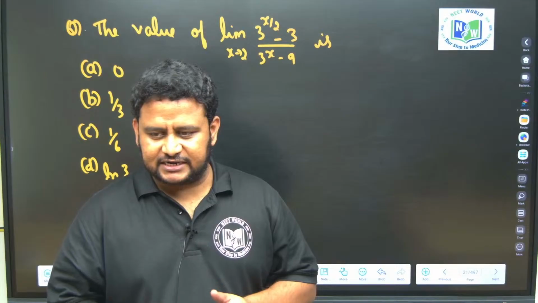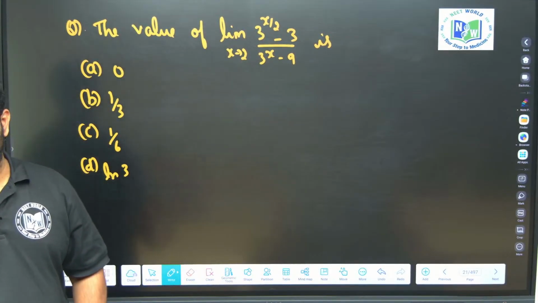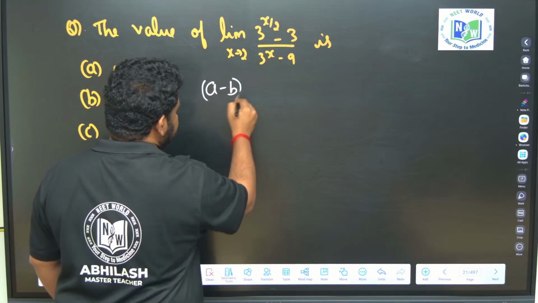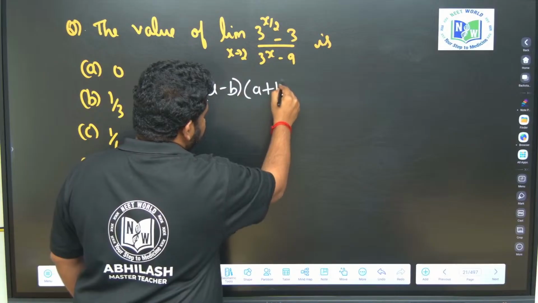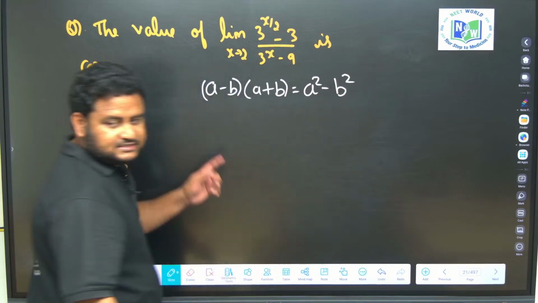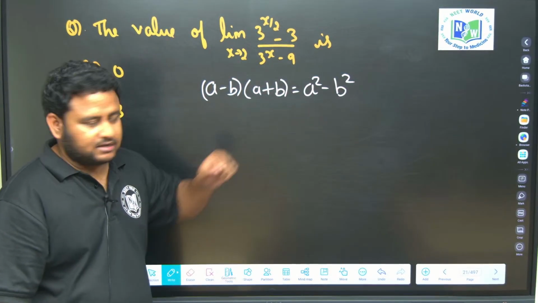So here, first of all, you should understand that there is one identity. You would have learnt identities like a plus b whole square and a minus b whole square, and the most important identity that we will be using in limits in factorization, that is a minus b into a plus b is equal to a square minus b square. Please make a note of it. This is the identity we will be using.